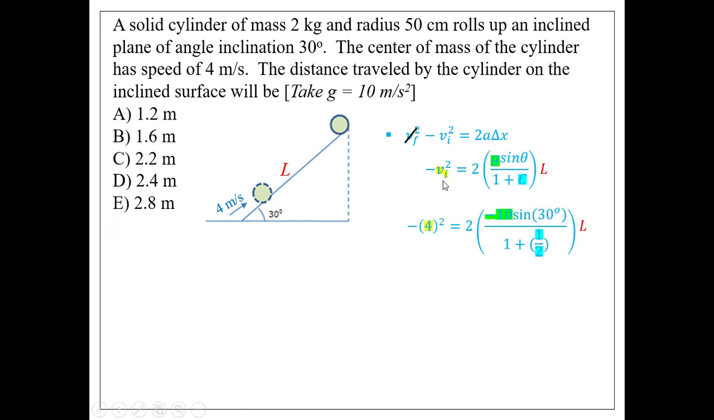All right, other than that, I'm just gonna plug in Vi as 4, and then for G I plug in negative 10 because the object is moving up the ramp. So if I take that as my positive direction, I know it's slowing down, so acceleration due to gravity, or acceleration in general, is gonna point in the opposite direction. So if upward is positive, then downward is negative. That's why there's a negative sign there.